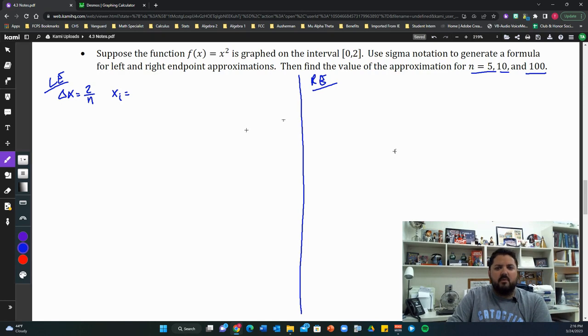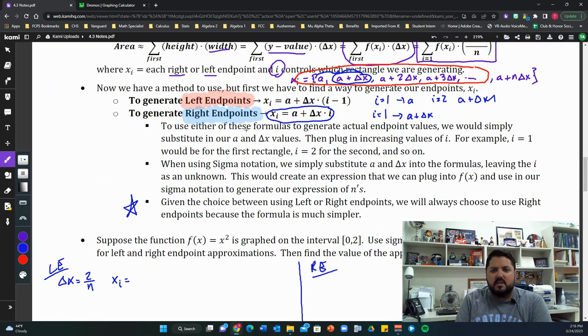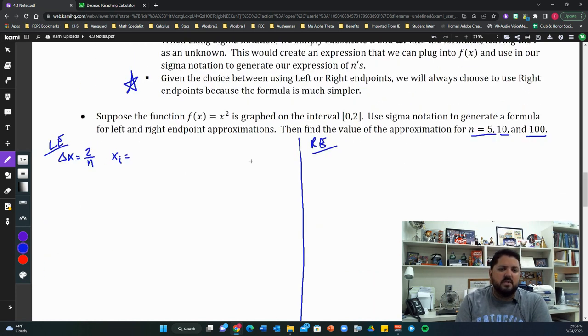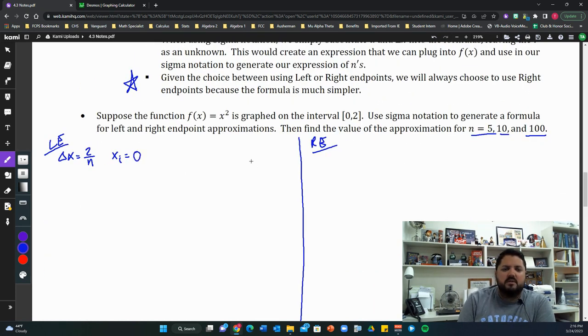So again, for left endpoints, we are going to go back and use this guy. I'm going to start at my a value, which in this case is 0, which is nice. Definitely easier when a is 0, plus my delta x value, 2 over n, times i minus 1. Or in simple terms, 2 over n times i minus 1. I don't have to leave that 0 plus in there. So this expression generates all left endpoints in the interval.